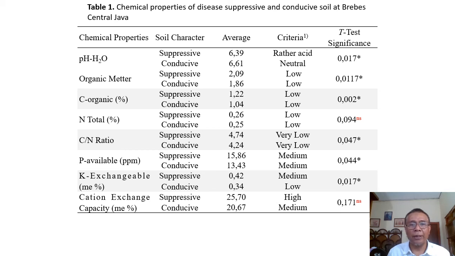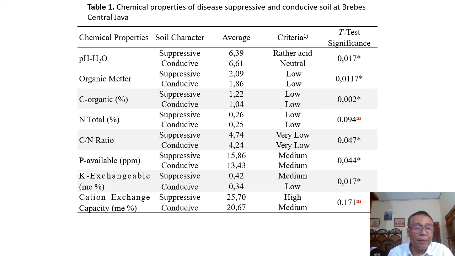The differences in the intensity of moler disease in suppressive and conducive soils may be correlated with the value of P and K. The available P and exchangeable K in the suppressive soil were significantly higher than in the conducive soil. We know that potassium and phosphate are essential nutrients that play an important role in various physiological and structural processes of plants, including in protecting themselves against biotic and abiotic environmental stresses.